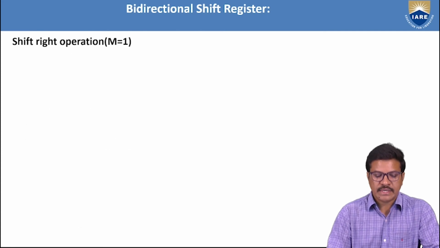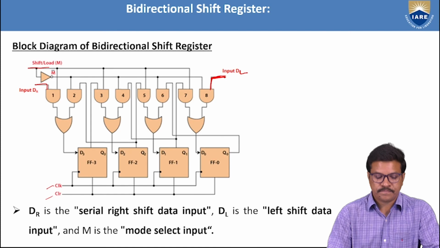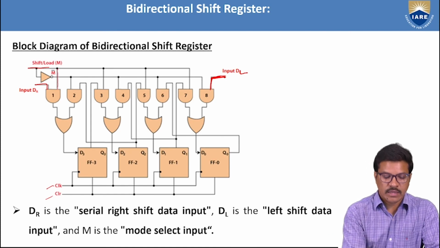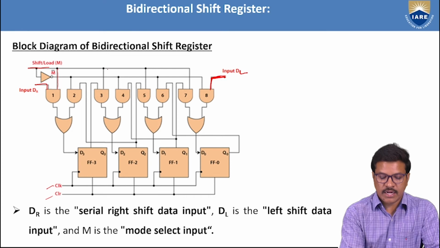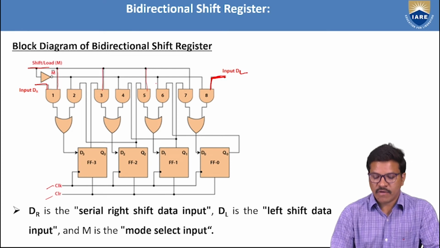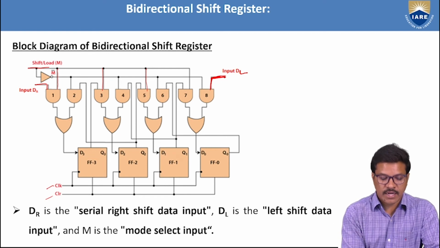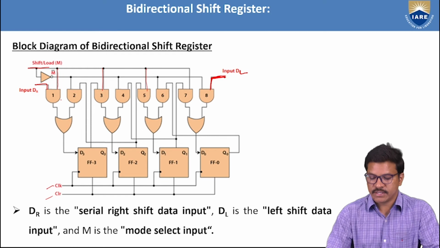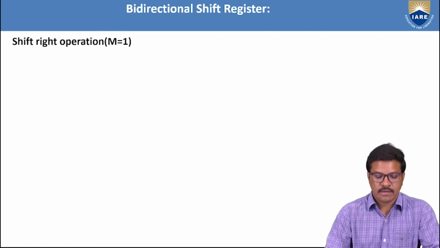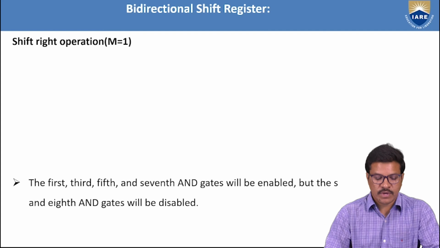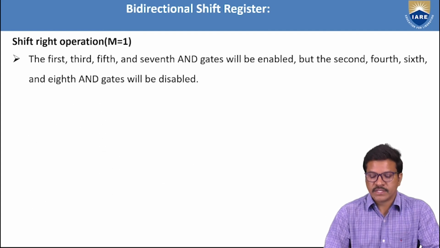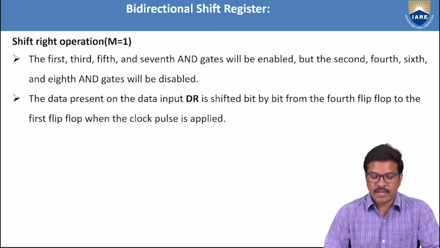Shift right operation, if M is equal to 1. When M is equal to 1, it is directly connected to the odd number of gates. Whatever data is available at the odd number of gates is shifted to the right. In the right shift operation, M is equal to 1, the odd number of gates will be enabled, but the even number of gates will be disabled. The data present on the data input DR is shifted bit by bit from the 4th flip-flop to the 1st flip-flop when the clock is applied.